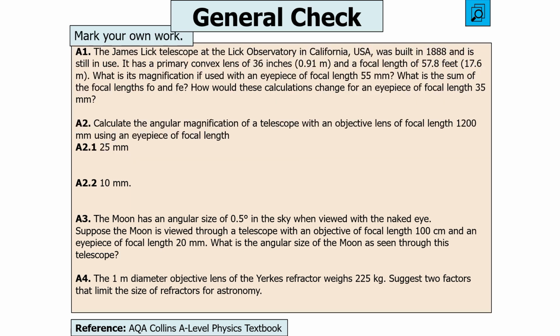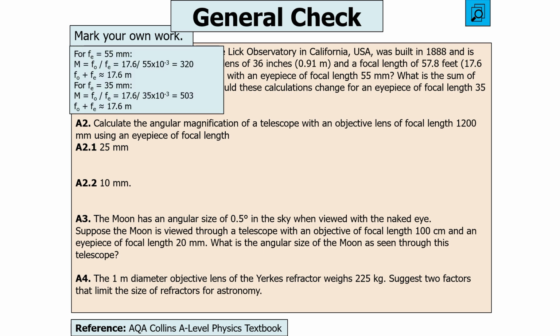Right, in this first one, we know in the first case, FE is going to be 55 millimeters. So magnification we know is FO over FE. That's an equation you've got to learn. Pop in all the values, so our magnification is 320. Now we also know that FO plus FE is going to be 17.6 meters, which should be the entire length of that telescope. Now again, for the second one, FE is 35 millimeters. Pop in the values for magnification, and therefore we get 503. And again, the total of the two added up is about 17.6 meters.